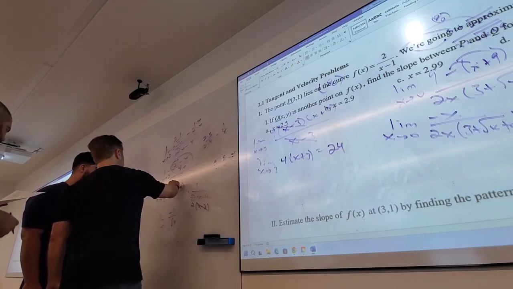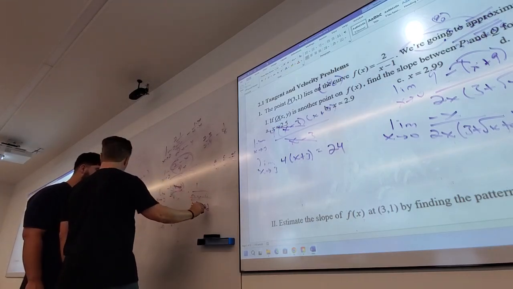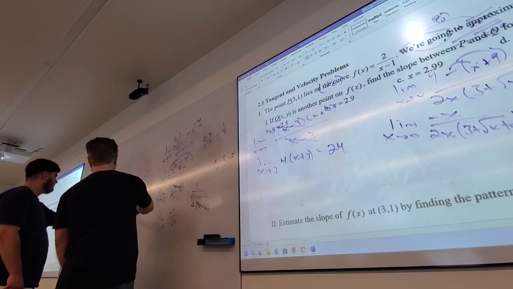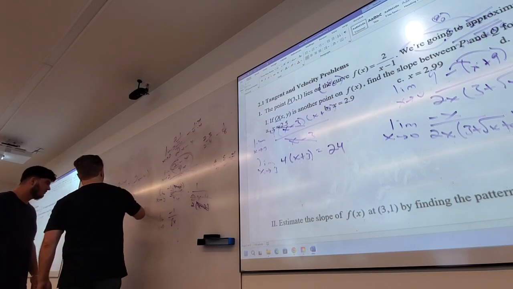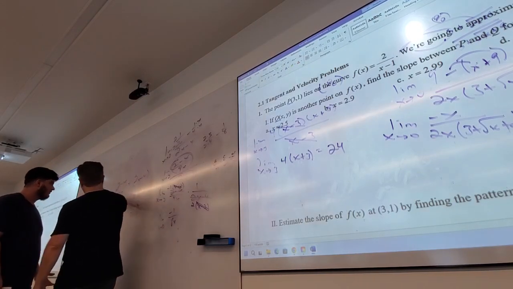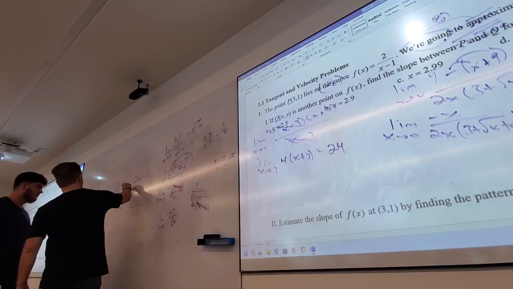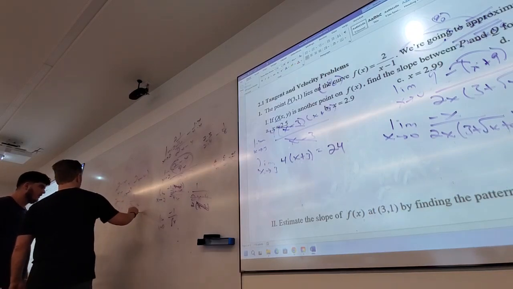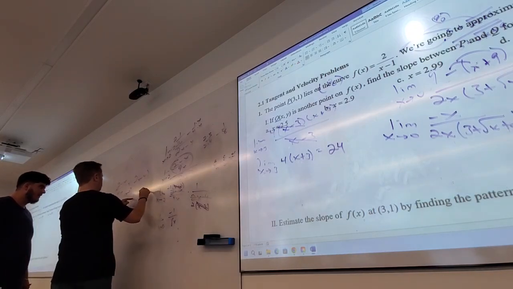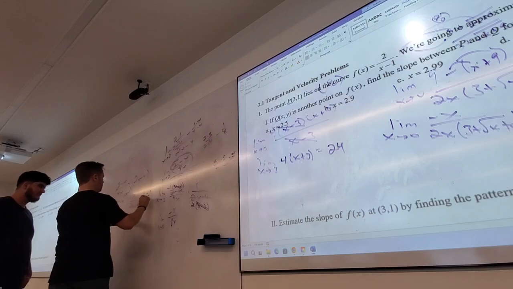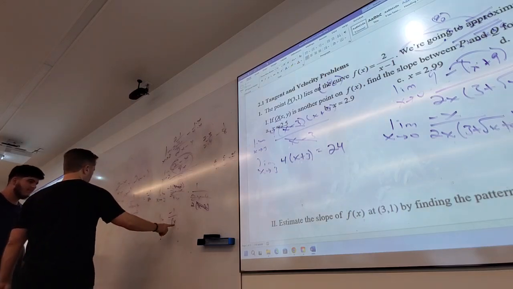So these cancel. Once you factor, these cancel. So you get negative 1 times 1 over 4x times 2, and then you put 2 and you get negative 1 over 6.